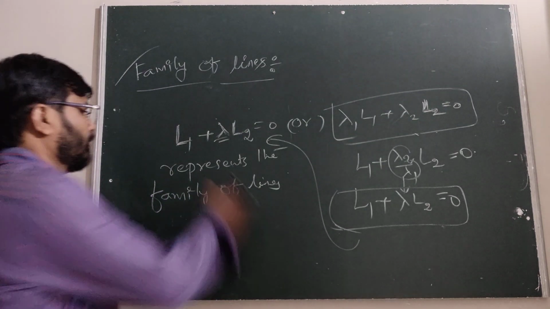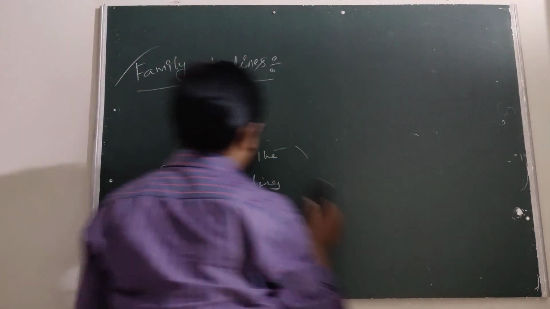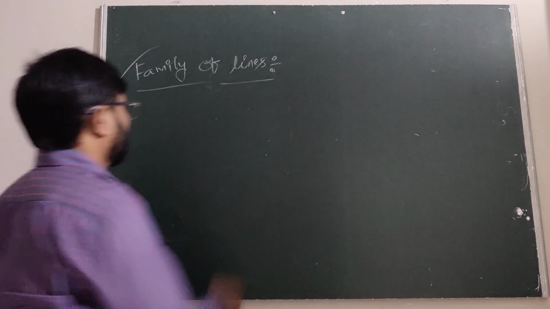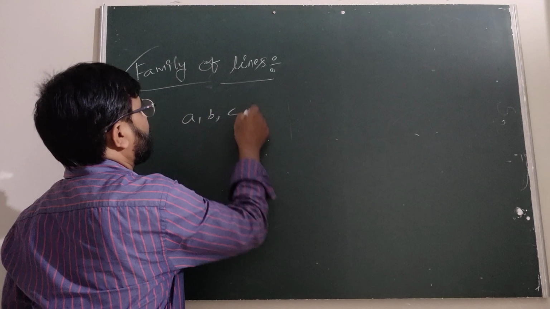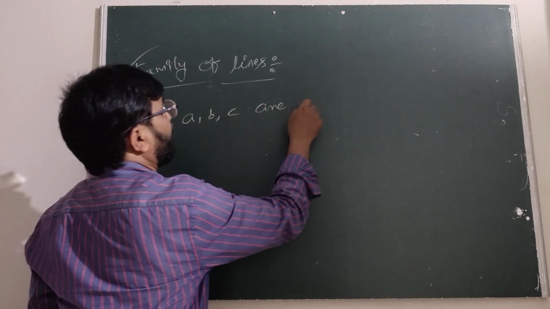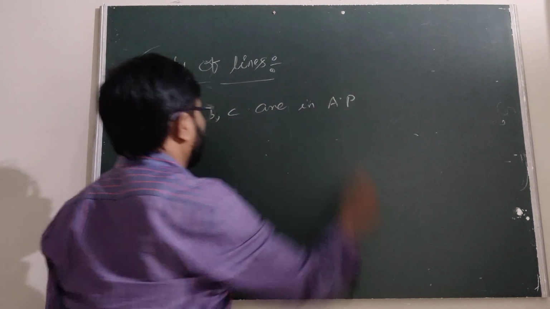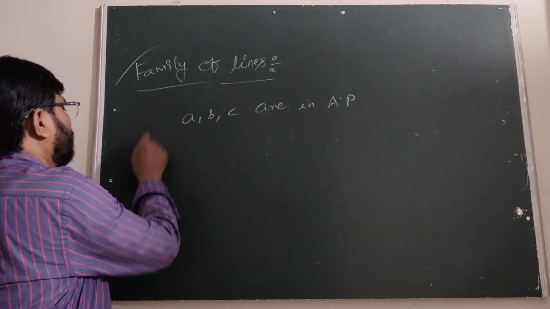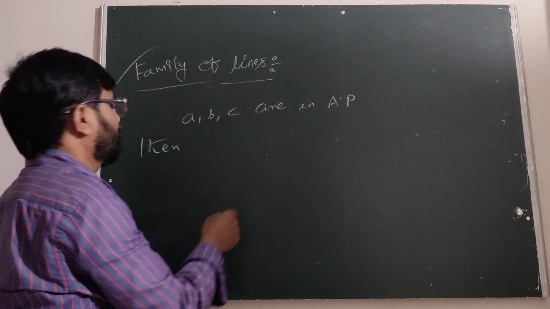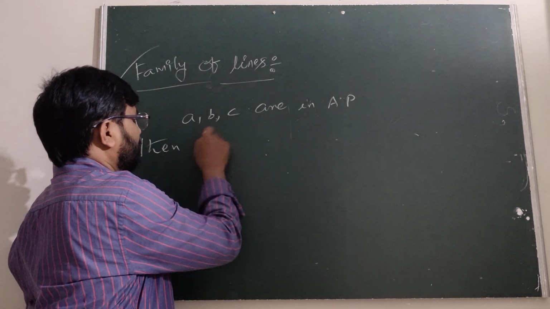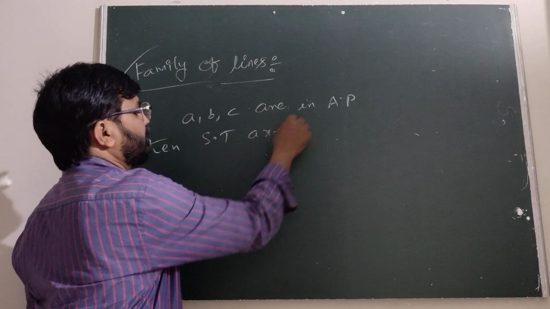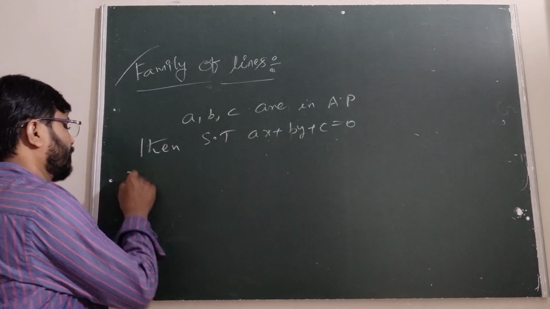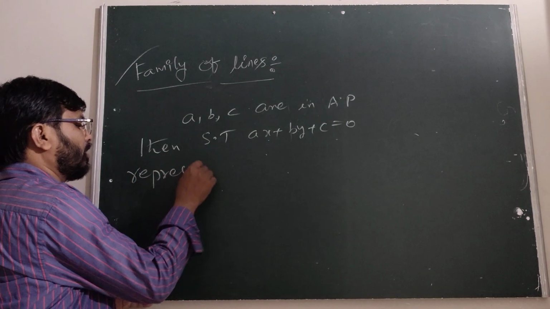I will explain one more example. Suppose A, B, C are in AP. Then Ax plus By plus C equal to 0 represents a family of lines.